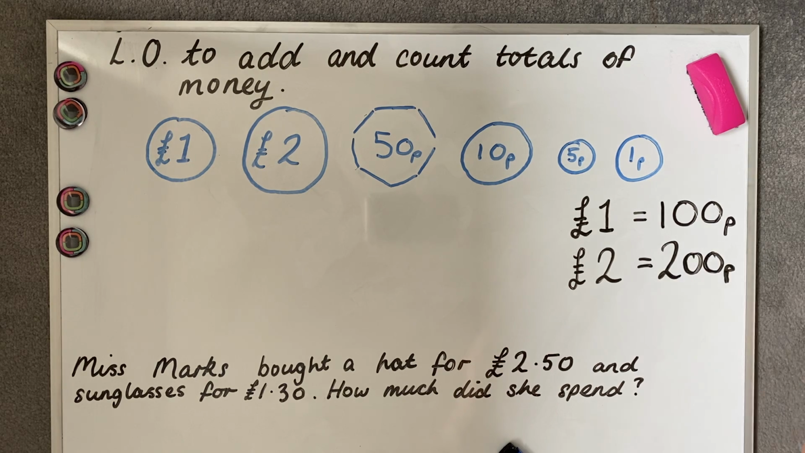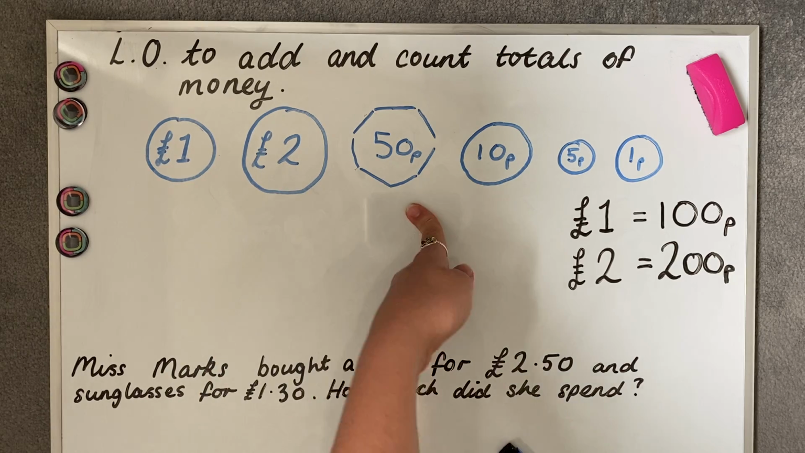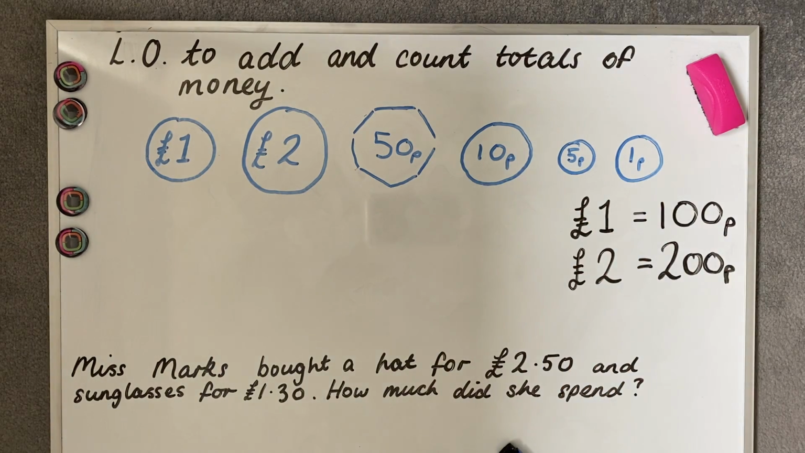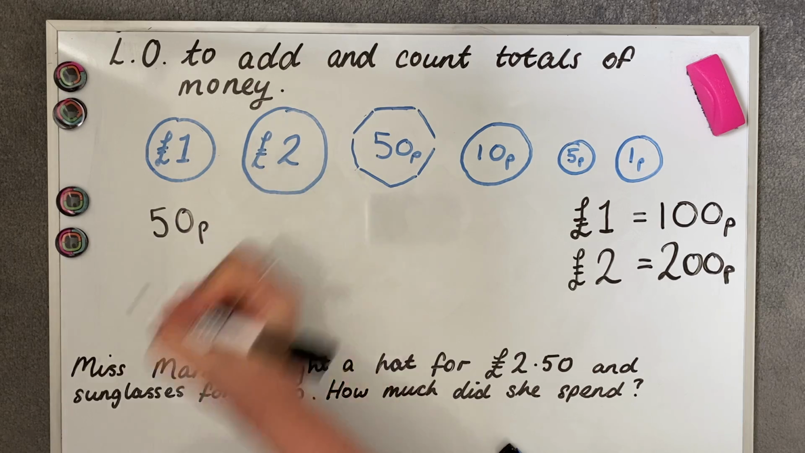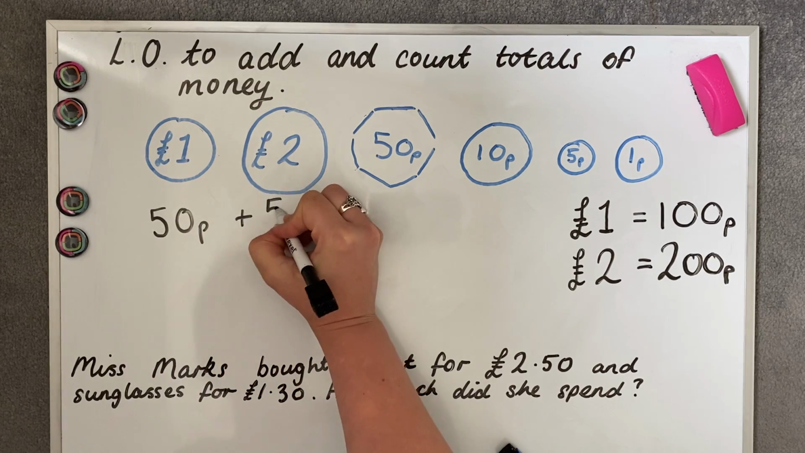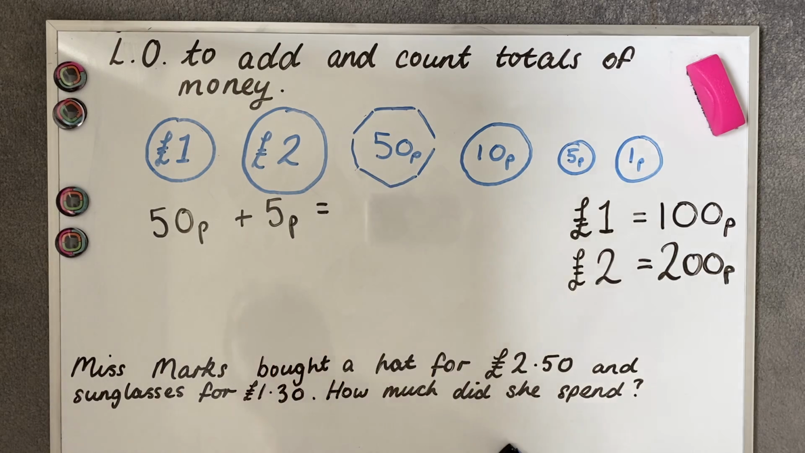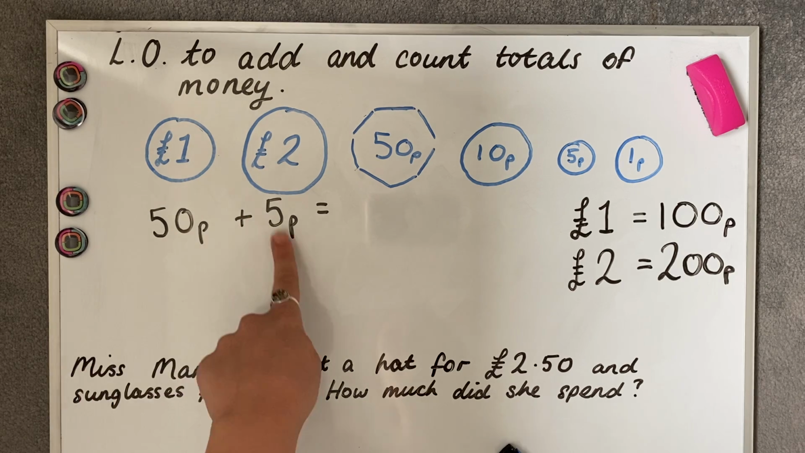Now, if you remember that, then this should all be a little bit easier for you. That's the most important thing you need to remember right now. So I've got £1, £2, a 50p, a 10p, a 5p and a 1p. We're going to do some different adding ups of these coins. The first thing we're going to do is say, how much is a 50p and a 5p? What does that equal?